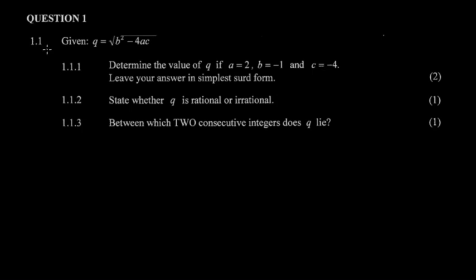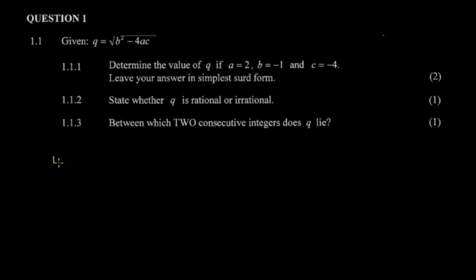Question 1 says you're given this expression. Okay, so Q equal to square root of b squared minus 4ac. This is actually called the determinant. So b squared minus 4ac is actually called the determinant, but here we're just given it as an expression. We're just supposed to understand it as it is.